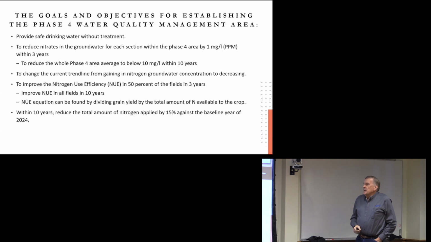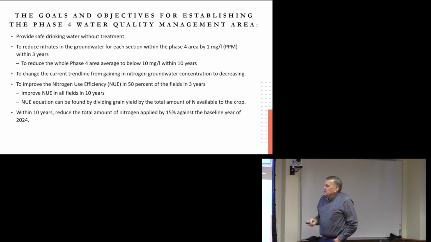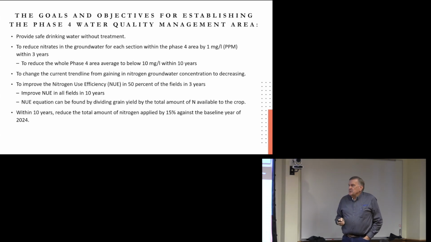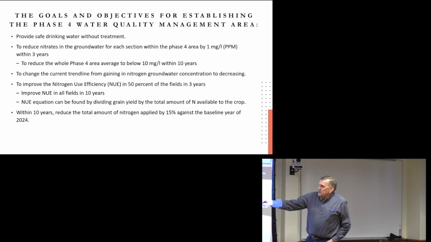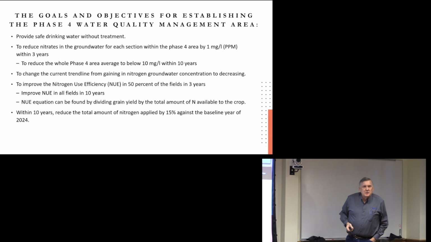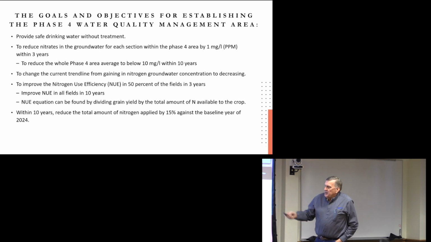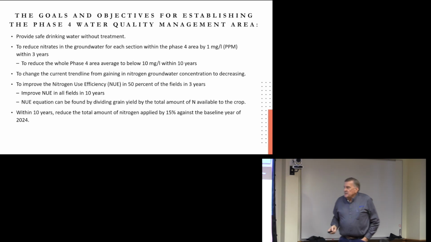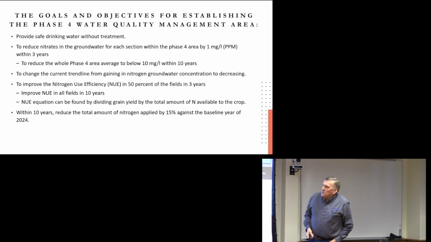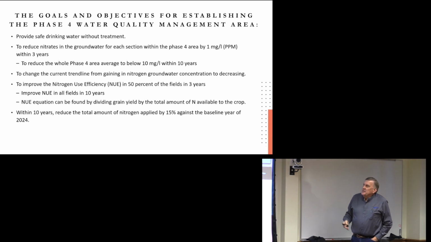We want to change the current trend line from gaining nitrogen in groundwater to decreasing. We want to improve the nitrogen use efficiency in 50% of the fields in 3 years, and then improve it in all fields in 10 years. Nitrogen use efficiency is grain yield divided by the total amount of nitrogen applied to the crop, for you guys when you do the calculation. And within 10 years, we're going to reduce the amount of nitrogen applied to the field by 15% against the baseline year of 2024. So these are the goals that we set for ourselves as a staff and as a board to try to accomplish.